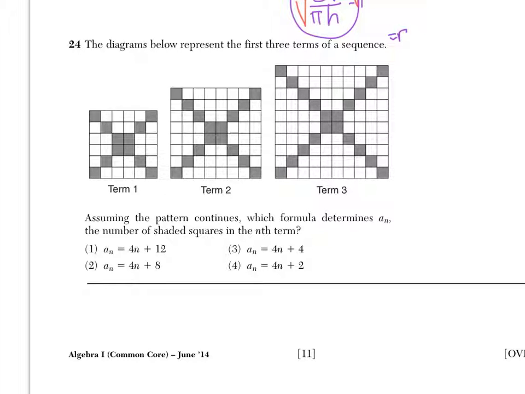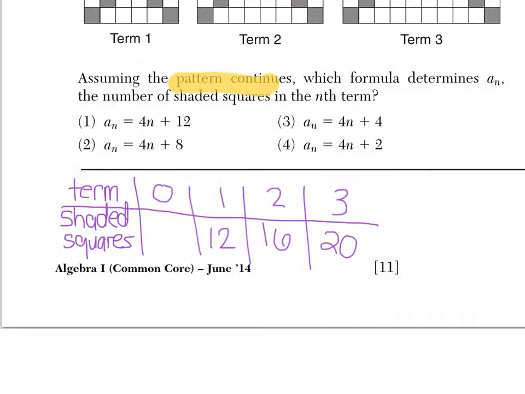The last multiple choice question, number 24, deals with a sequence. So right away, we know whenever we see sequence or any patterns, table of values is always the way to go. So we need to figure out what they want us to show a table of. And here we can see it's the shaded squares. So let's go ahead and count them up and put them in a table.